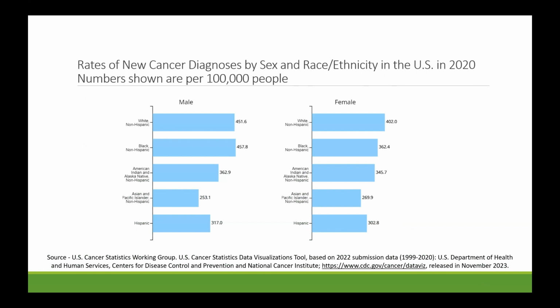These figures show the rates of new cancer diagnoses broken down by sex. So male is on the left and female is on the right, and then also by ethnicity. So you can see the racial ethnic groups listed on the left-hand side of the graph. And again, these are the numbers per 100,000 people belonging to that group.